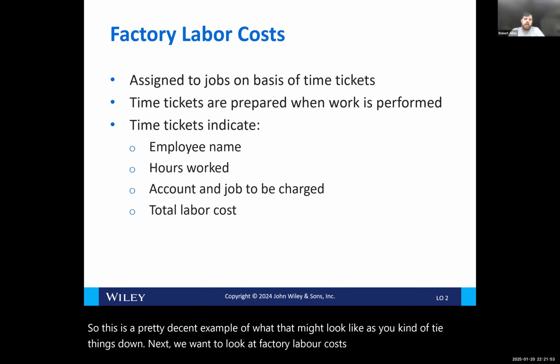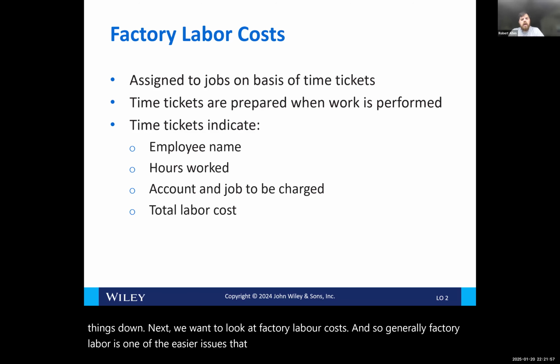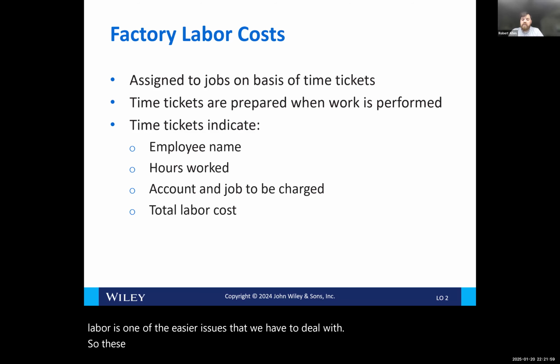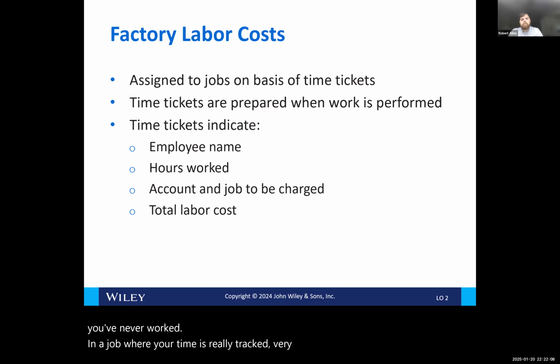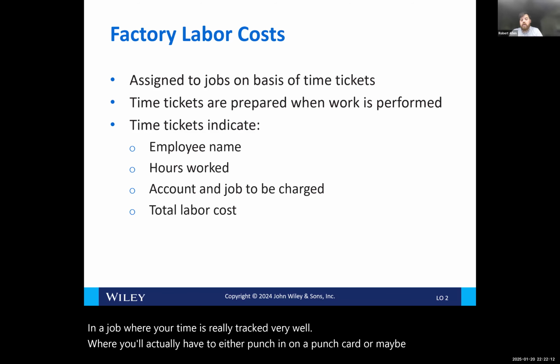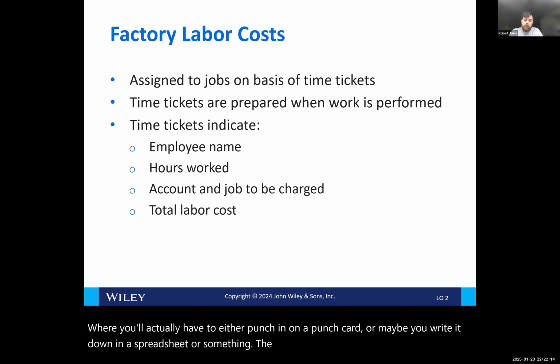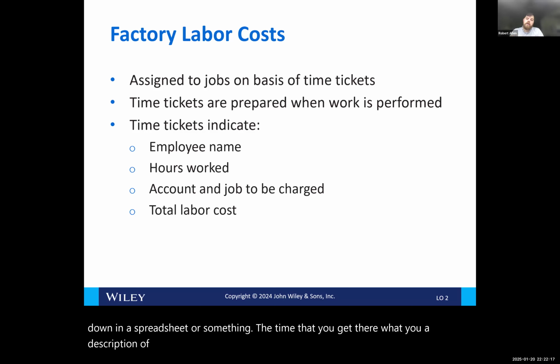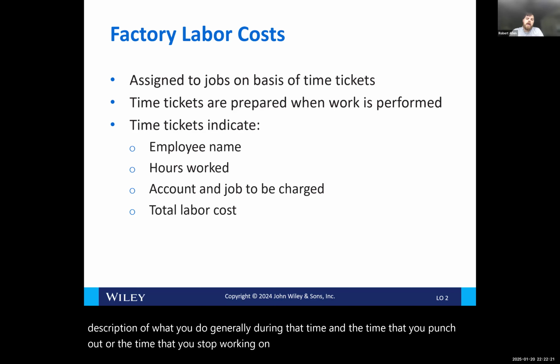Generally, factory labor is one of the easier issues that we have to deal with. These costs are assigned to jobs on the basis of time tickets. For example, if you've never worked in a job where your time is really tracked very well, where you actually have to either punch in on a punch card or maybe write it down on a spreadsheet, the time that you get there, a description of what you do during that time, and the time that you punch out or the time that you stop working on that task. Especially if you're going into accounting.